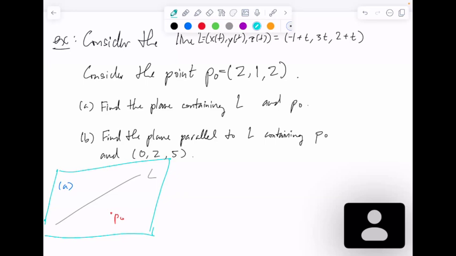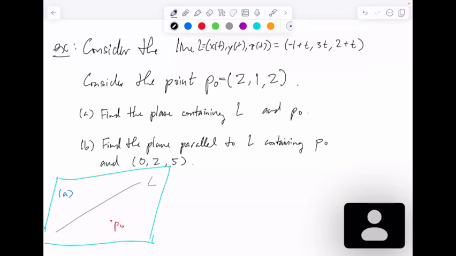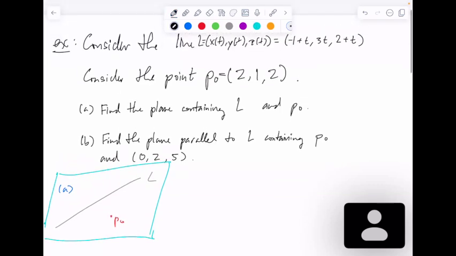And then what do I do with the points on L? Remember, you should rephrase the goal: when you want to find the plane, you really want to find the normal to the plane, because then all your hard work's done. So how do I find a normal vector to this plane that contains both? What vectors do I have so far? We know the direction vector for L.